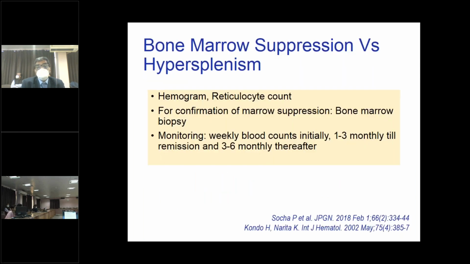So how do we differentiate bone marrow suppression versus hypersplenism? We have to go for the basic investigations in the form of hemogram and reticulocyte count. And for the confirmation of bone marrow suppression, we have to do a bone marrow biopsy. The most vital thing to remember is that we should regularly monitor for cytopenias, initially frequently, and later on at an interval of 3 to 6 months.